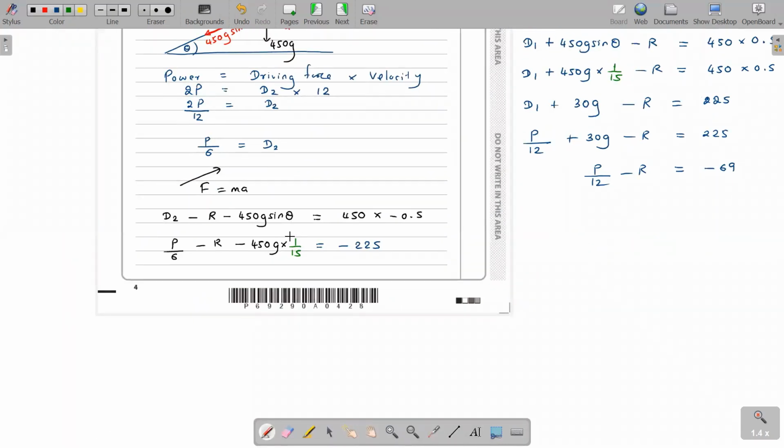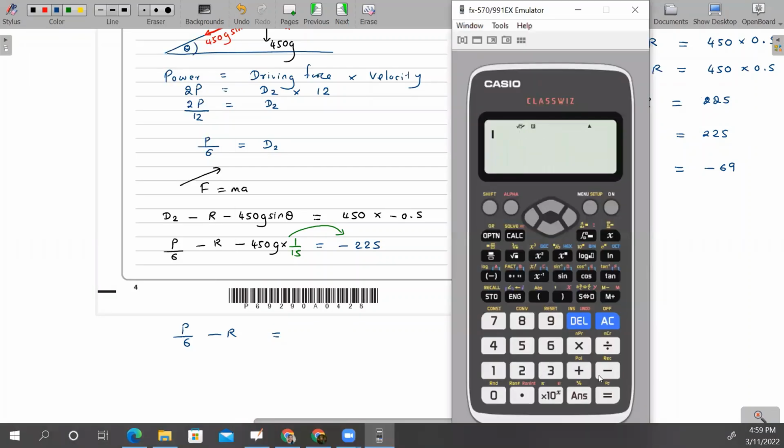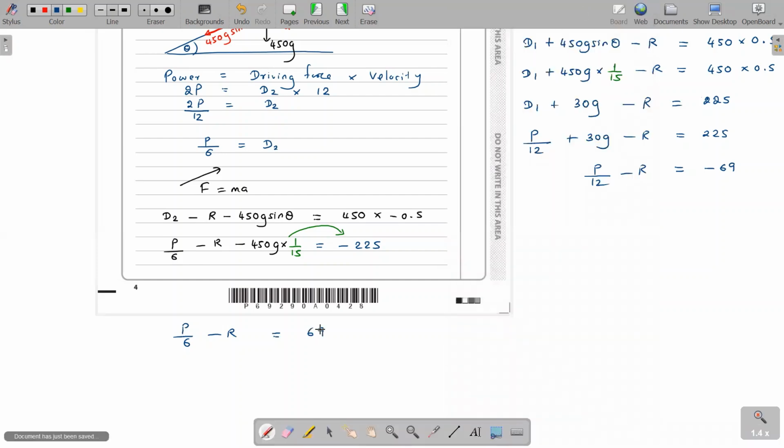Shall we take this minus 450G into 1 over 15 to the other side? What do we get here? P over 6 minus R equals minus 225 plus, because this 450 goes to the other side as a plus, 450 into G, which is 9.8, into 1 over 15. Minus 225 plus 450 into 9.8 into 1 over 15, and I get here 69. Are you all okay with it?